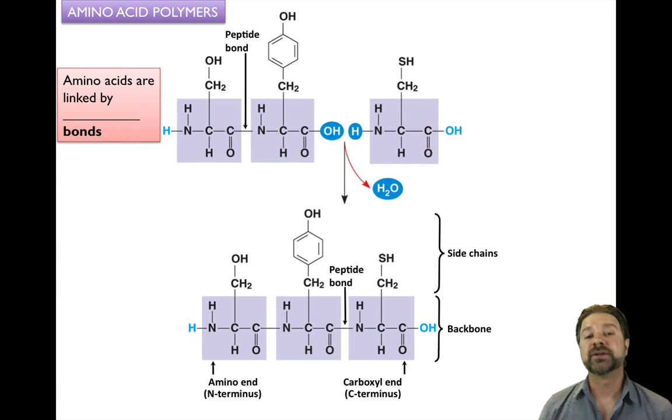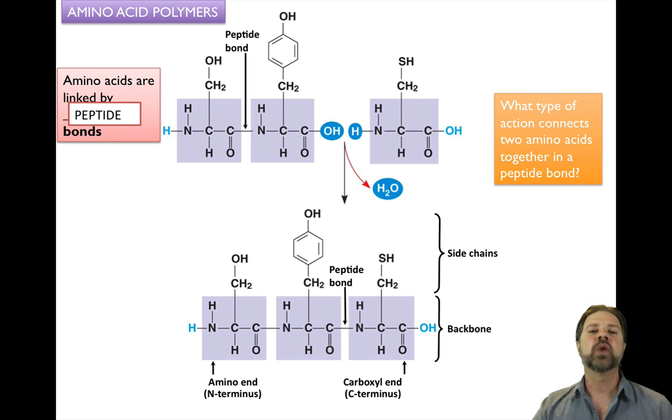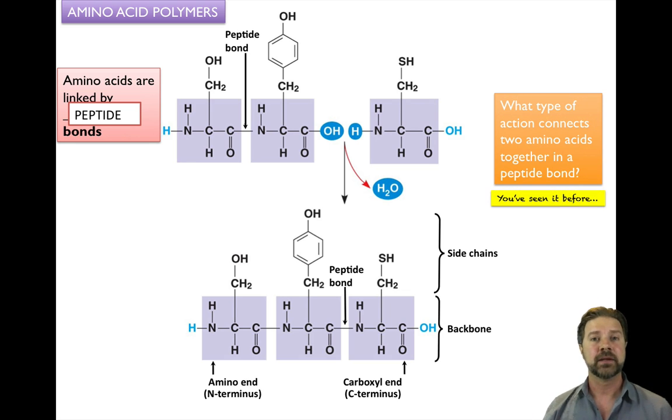So how do you build an amino acid polymer? Well, back when we were dealing with carbohydrates, we said it was going to be through a glycosidic linkage. When we were talking about glycerols attached to fatty acids, we said that would happen through an ester linkage. And when we link two monomers, two amino acids together, those are going to be called peptide bonds. So the question is, what type of action will connect two amino acids together in a peptide bond? You've seen it before, not once, but twice.